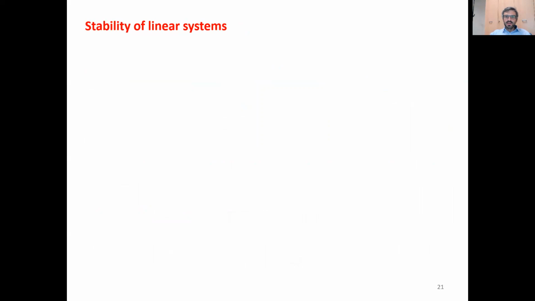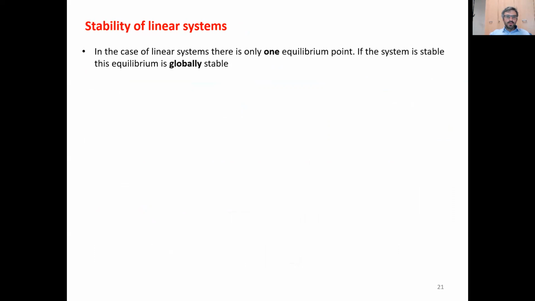Then, in the case of linear systems that we like a lot, we love linear systems definitely because of many things, and one of them is that they have only one equilibrium point. And if the system is stable, the stability is not a peculiar characteristic, an attribute of the equilibrium point, but is an attribute of the whole system. And the system is globally stable. So whatever initial state you start from, you end up in the equilibrium point if the system is stable.